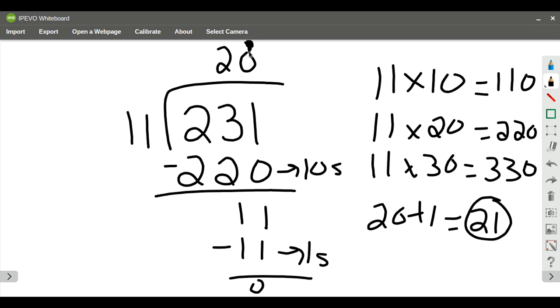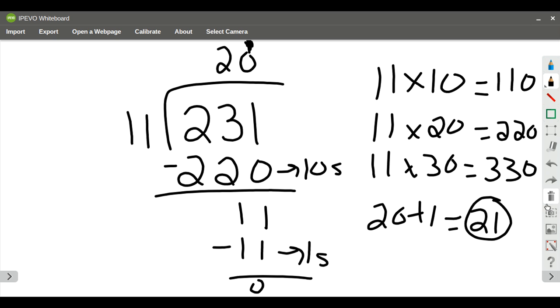So my answer for 231 divided by 11 is going to be 21. So this piece right here, this division work, is what I expect to see. If you're doing extra work off to the side, I don't necessarily need to see that thinking, but I do need to see you modeling this partial quotients process.